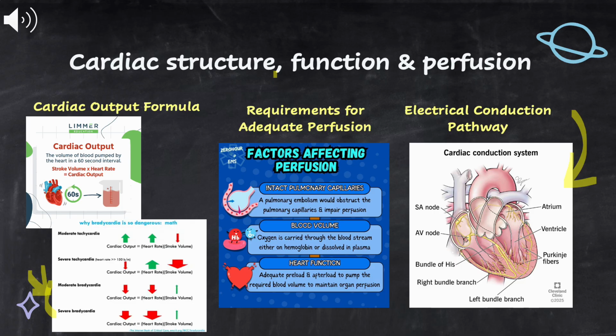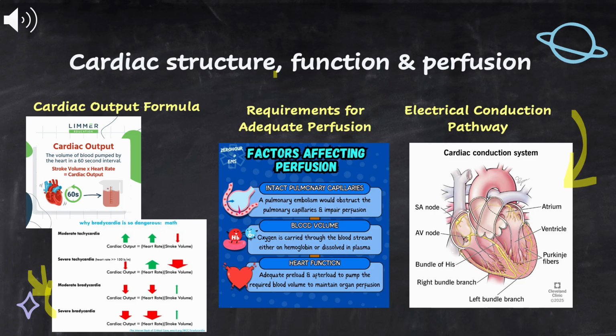Cardiac output is calculated as heart rate multiplied by stroke volume. Both components matter. Even if stroke volume is normal, a slow heart rate, or bradycardia, reduces cardiac output by decreasing the number of times the heart pumps each minute. When cardiac output falls, tissue perfusion decreases, meaning organs receive less oxygenated blood. This effect is especially significant in clients with heart disease, because their ability to compensate is often limited. As a result, bradycardia can lead to symptoms such as hypotension, dizziness, fatigue, and poor organ perfusion.